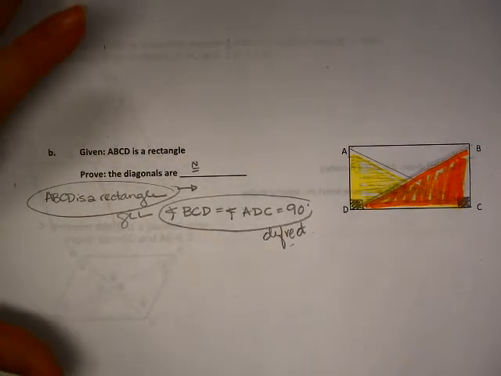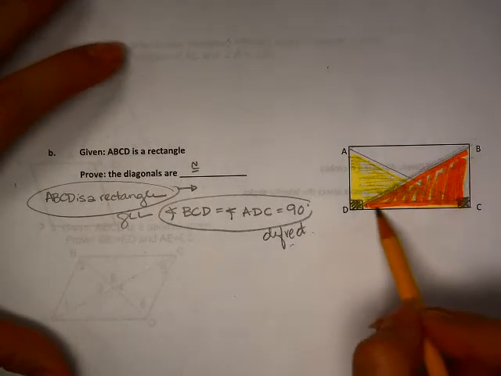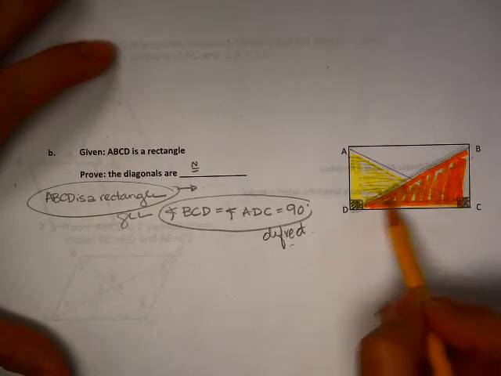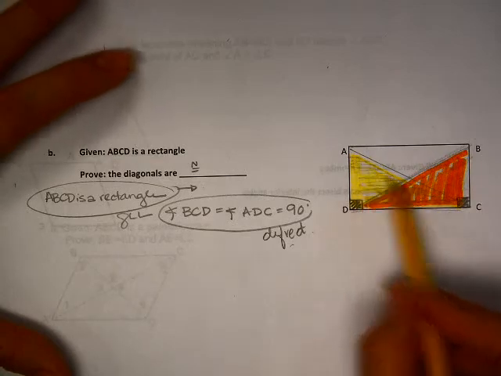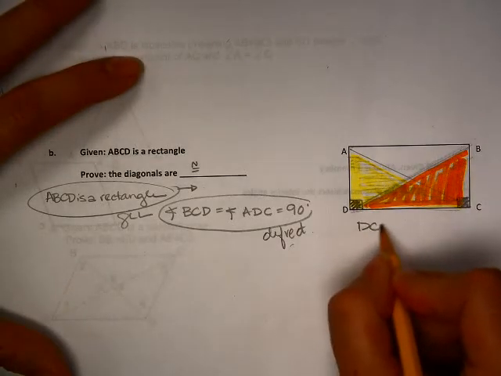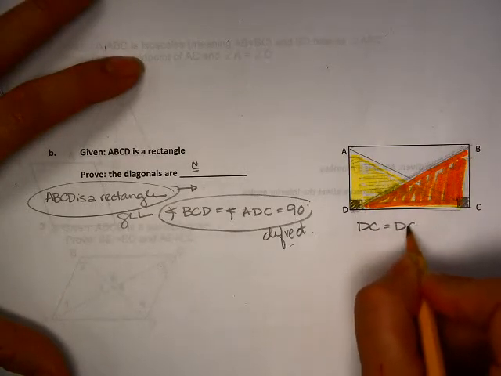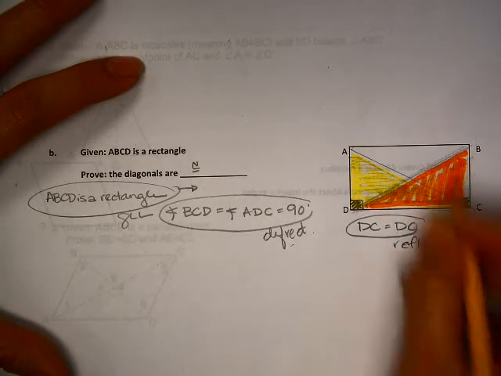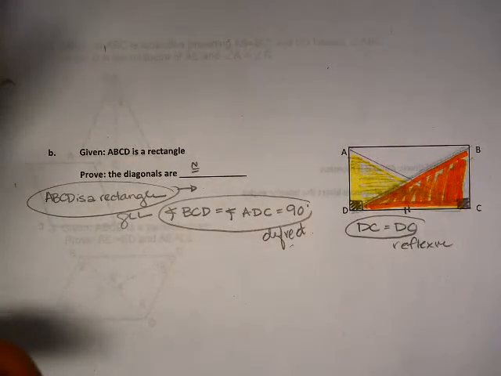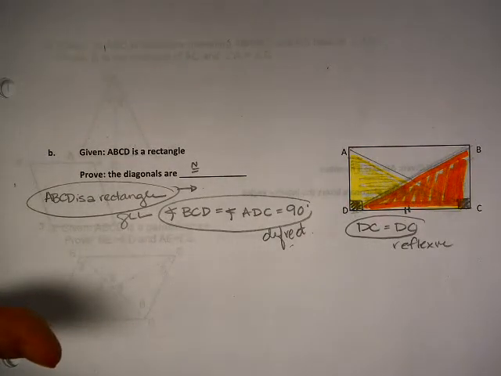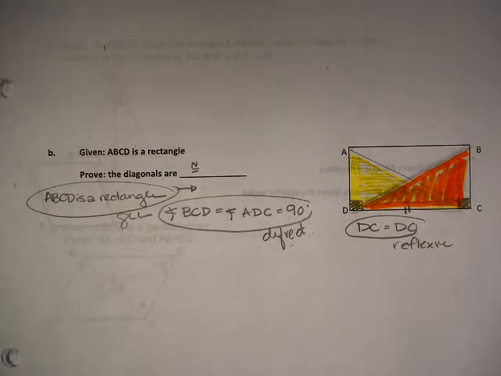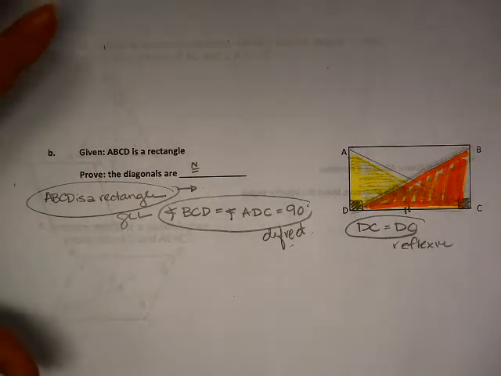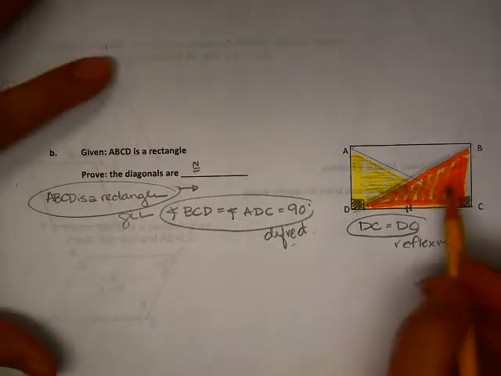I need some other things. So this one here, do you see this line in this orange triangle and this line in this yellow triangle are equal to each other. They are overlapping. They are reflexive. So I've got 2 out of 3. I've got a side and I've got an angle. I need probably another angle or a side. So, well, not probably, I need one of them.